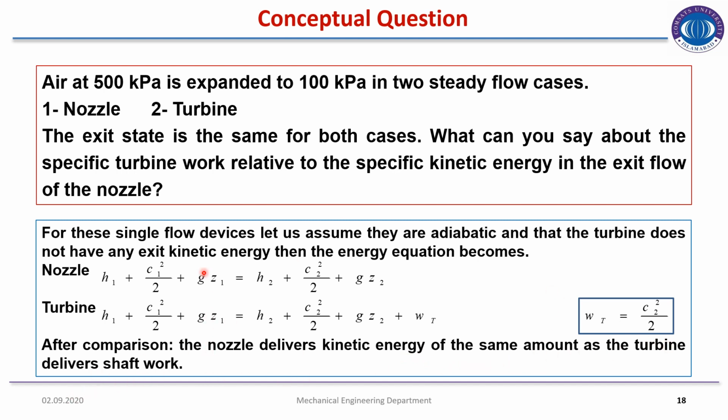When we subtract the nozzle equation from the turbine equation, Wt is equal to C2 squared by 2. C2 is the velocity at the exit of the nozzle, and Wt is the specific work done by the turbine. So the right side term is the specific kinetic energy of the nozzle, and the left is the specific work done by the turbine. So they will be equal.